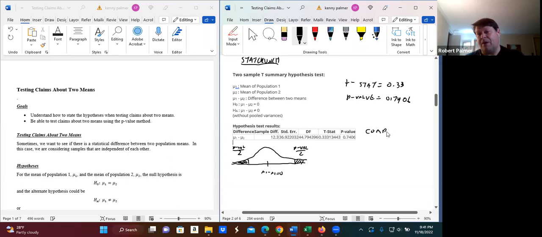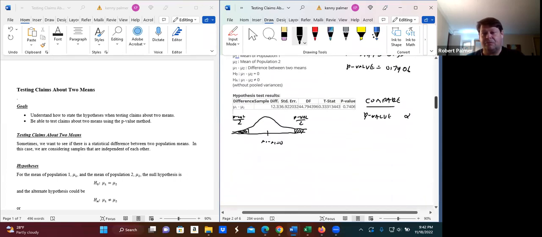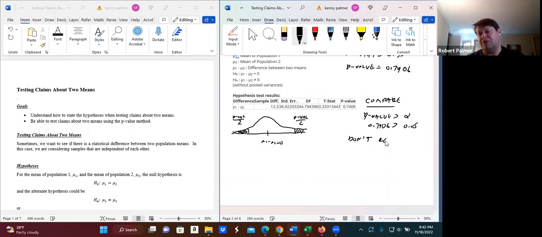So we compare the p-value and alpha. Our alpha is 0.05, and our p-value was really large, 0.7406. Clearly we cannot reject. In fact, it's hard to imagine a level we could have used where we could reject. So the p-value is clearly larger, so we don't reject the null hypothesis.